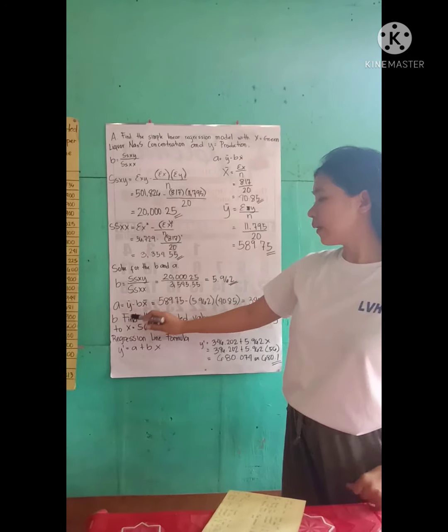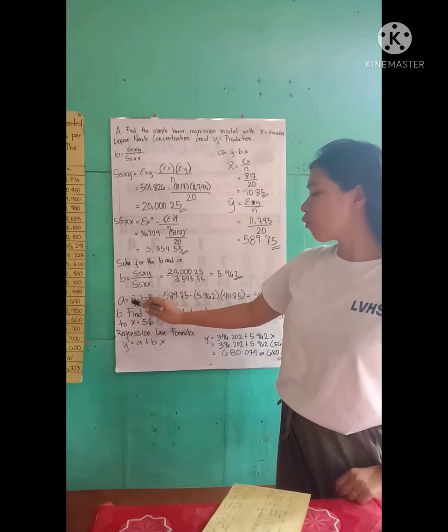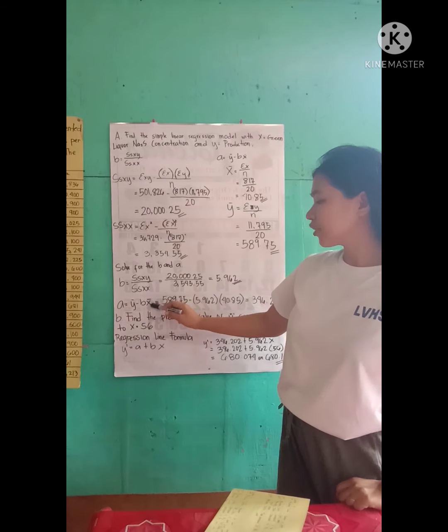And now for the a, the formula of a is the mean of y minus b multiplied by the mean of x.